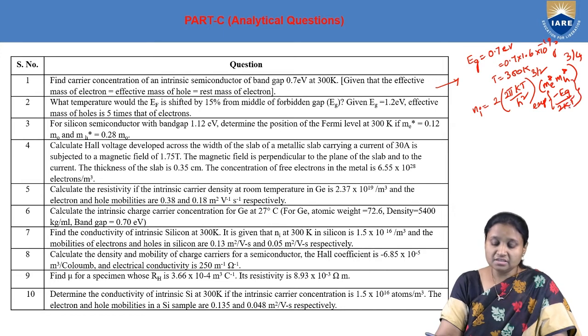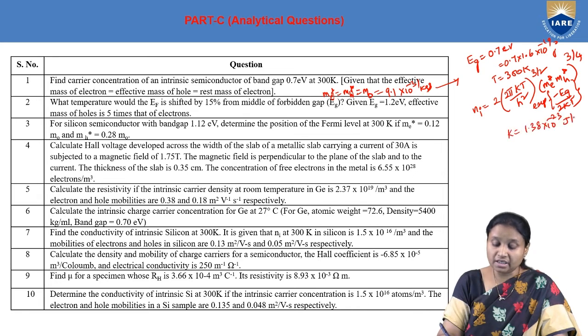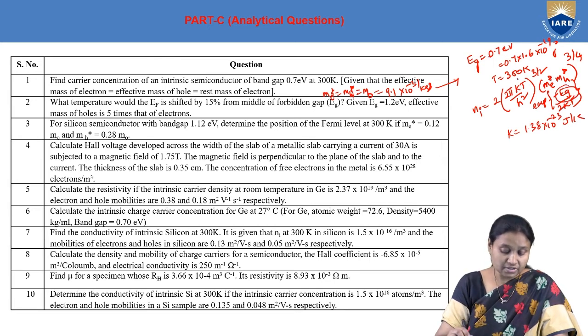So all parameters are given, and also you are given the effective mass of electron to be equal to the effective mass of hole, and this is equal to the rest mass of electron. And what is the value of rest mass of electron? 9.1 into 10 power of minus 31 kilograms. And what is the value of Boltzmann constant? 1.38 into 10 power of minus 23 joule per Kelvin. And of course we were given the value of Eg as well as temperature.